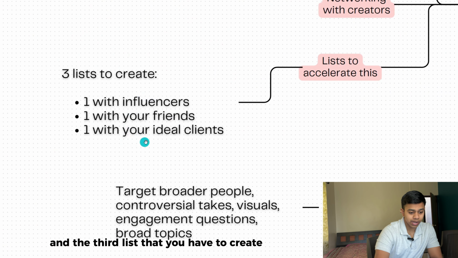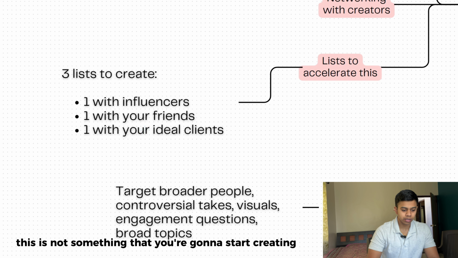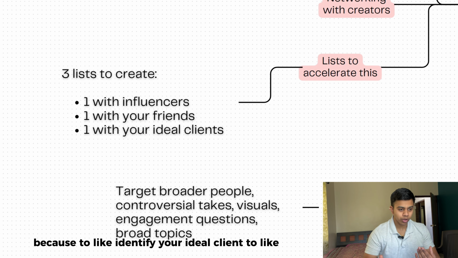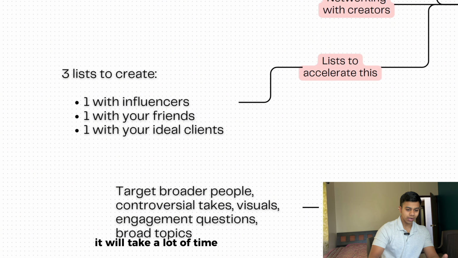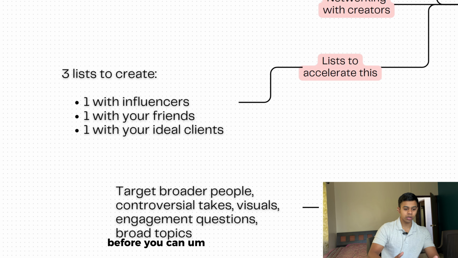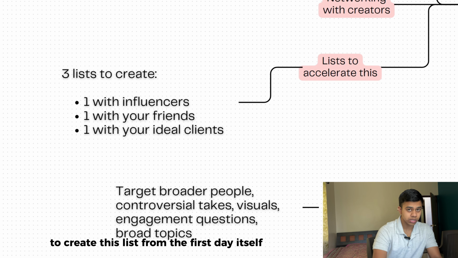And the third list that you have to create is with all of your ideal clients. Now this is not something that you're going to start creating on the first day itself, because to identify your ideal client, to know who you want to serve in the future, it will take a lot of time. It will take at least 3 or 4 months. But there's a secret strategy that you can apply to create this list from the first day itself.